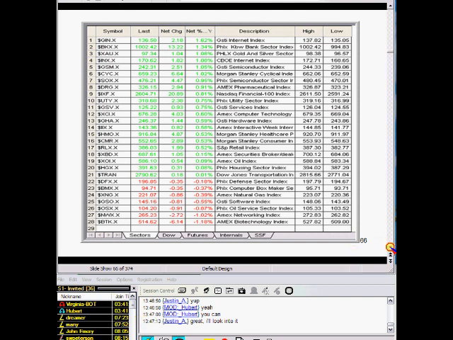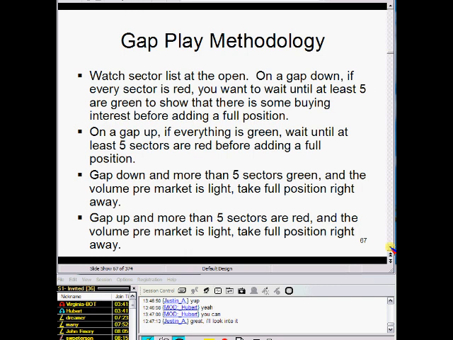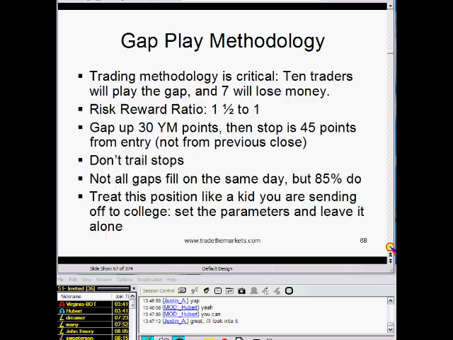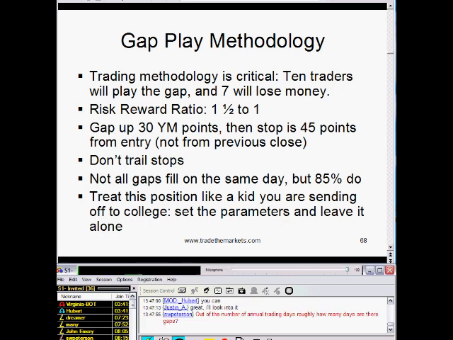Okay? So that's just what I talked about on the sector list. So this is what we do. Okay, now there's another piece of the puzzle I'm going to add in here that's not on here, so I want you guys to write this down.